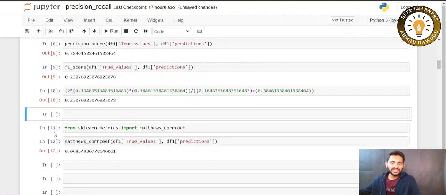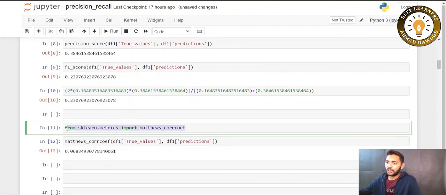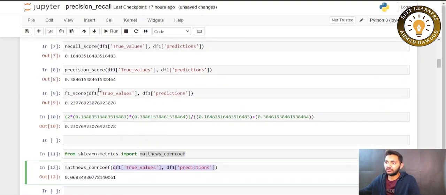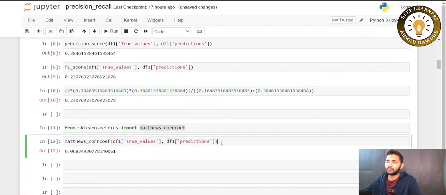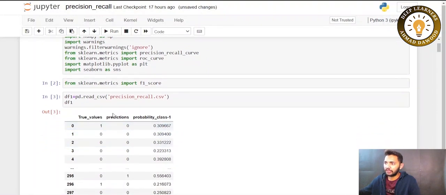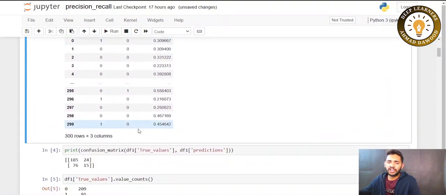Okay, so you can see here I am importing from sklearn.metrics my Matthews correlation coefficient function. And here I am just passing true values and predictions like I did in the case of precision, F1 and recall. It's very easy to use this function, and you will get the score, which here is 0.06 or 6%. It means the classifier giving you these predictions is very bad here.